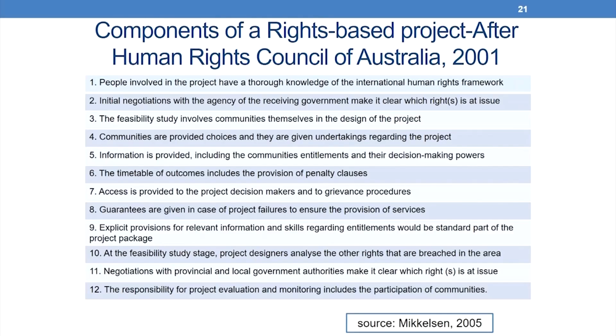These are some of the components of a rights based project, taken after the Human Rights Council of Australia. Let me just read out some of the points. People involved in the project have a thorough knowledge of the international human rights framework or not, whether initial negotiations with the agency of the receiving government make it clear which rights are at issue, feasibility study involving communities in the designing of the project, communities providing choices and giving undertakings regarding the project, information provided including communities' entitlement and decision making powers. If you look at number 8, guarantees given in case of project failures to ensure provision of services, and look at number 12, the responsibility for project evaluation and monitoring including participation of communities, and so on.